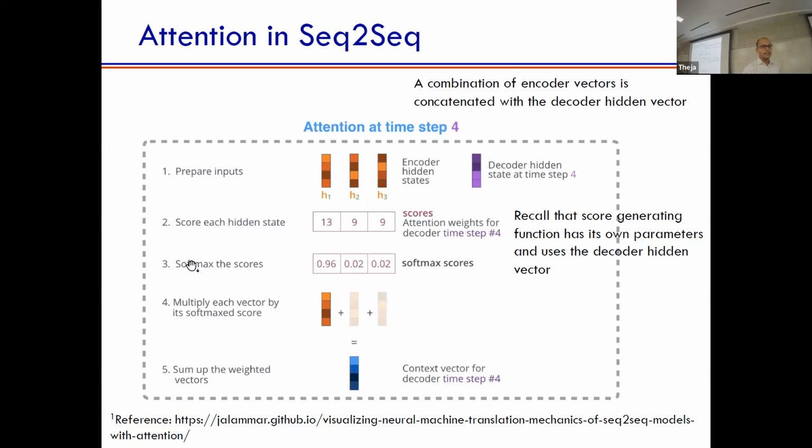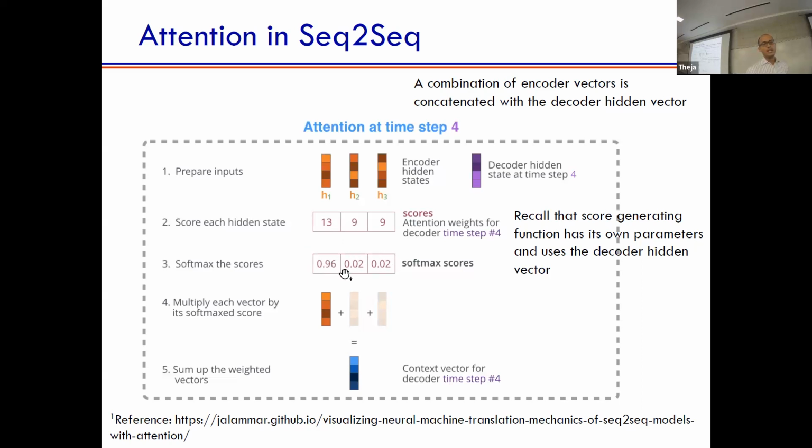And step 3, we have 3 numbers, but they're not normalized between 0 and 1. We just want to normalize them, very similar to how we normalize using softmax at the output stage in prediction. Softmax, if you remember, is e to the power 13 divided by e to the power 13 plus e to the power 9 plus e to the power 9. So it really scales up one number compared to the other numbers. These are actually called the attention weights. So these are attention weights in step 3.